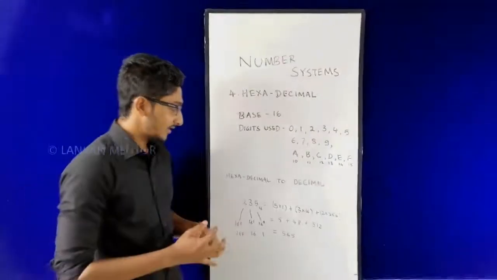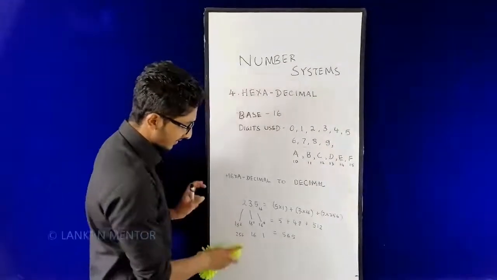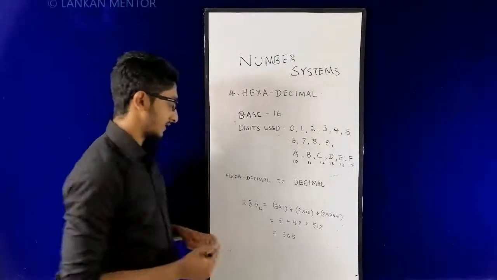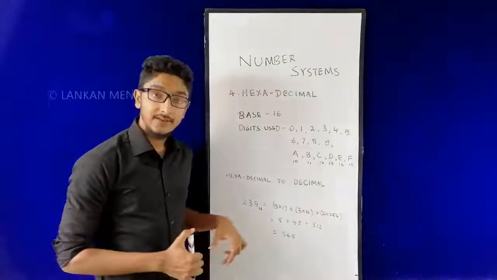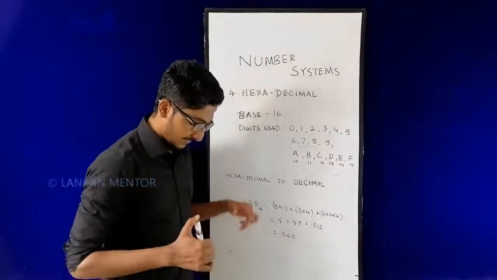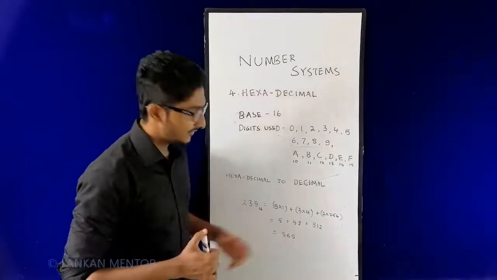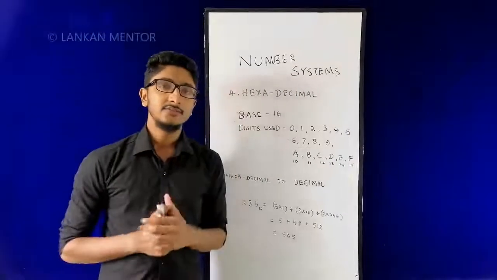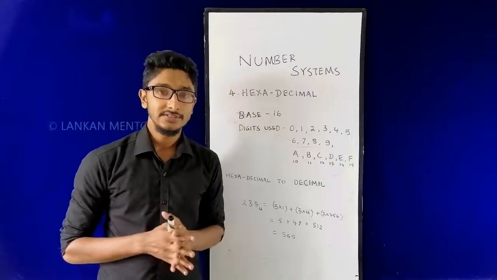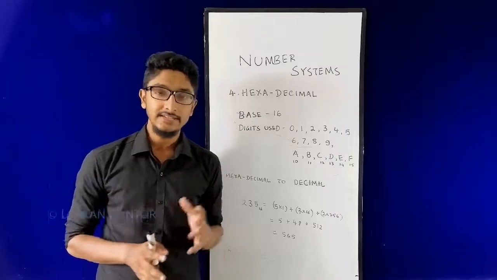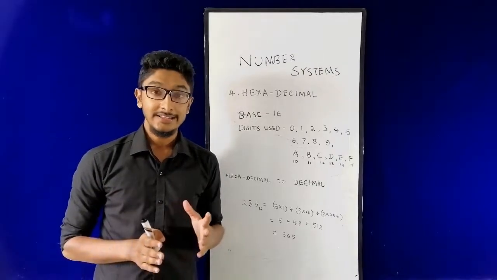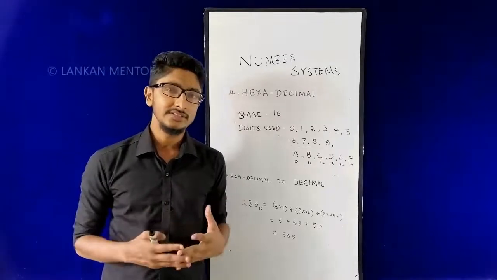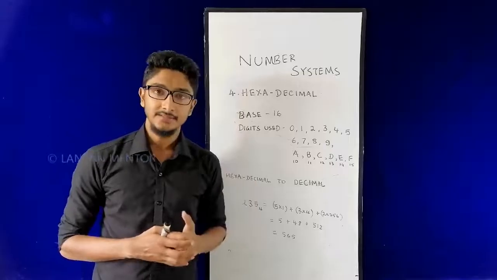565. So now we don't need this. Okay. So the decimal value of 235 base 16 is 565, right? So this is how you do the conversions. The conversions are very easy, right? The only thing is you need to practice more. When you do a lot of questions, then you will get the idea.